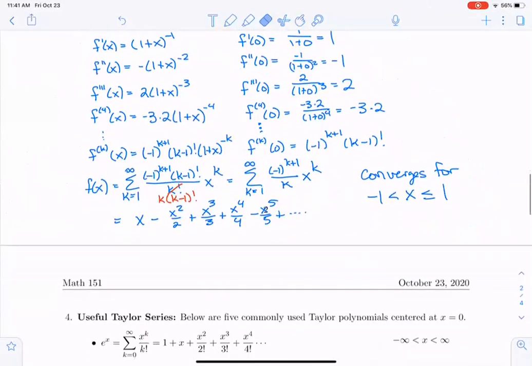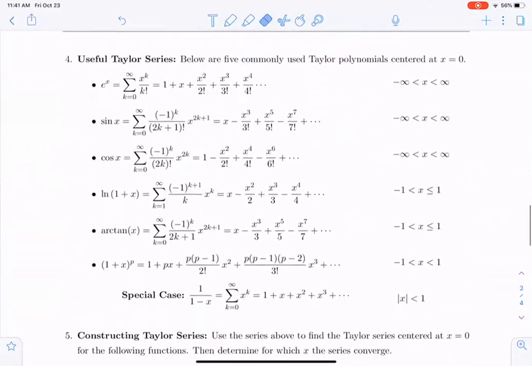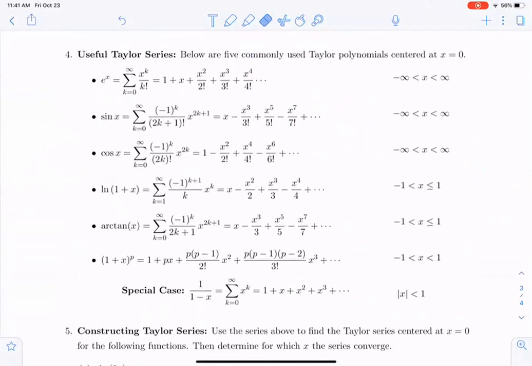So these series pop up often enough that there are just some that you really should know or be able to refer to often. So they are e to the x, which we just found, sine of x, which we just found, and cosine of x. Cosine of x is interesting because you can take sine of x and take the derivative term by term. Since the derivative of sine x is cosine x, the derivative term by term of the series for sine x is the series for cosine x.